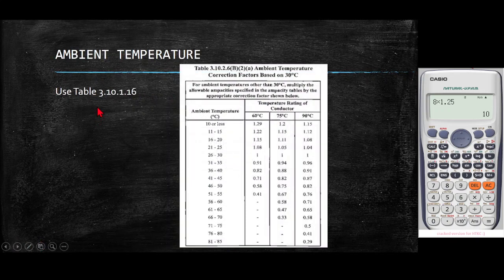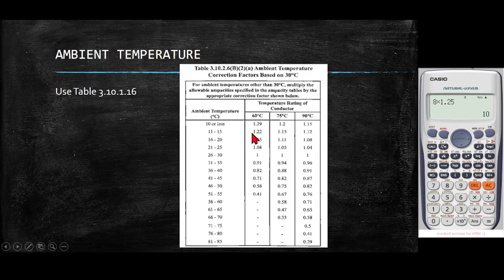The other one is all about the temperature. Our wires are rated for different temperatures. 60, 75, and 90 are the usual temperature ratings. In case the temperature changes, say the rating is 60 but the temperature where we will use it is only 15.